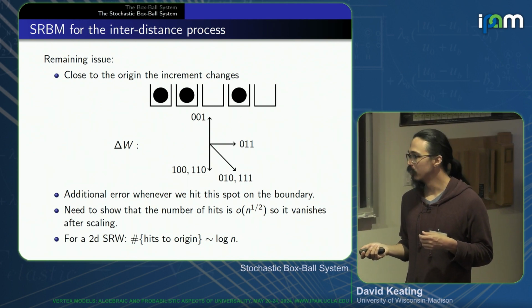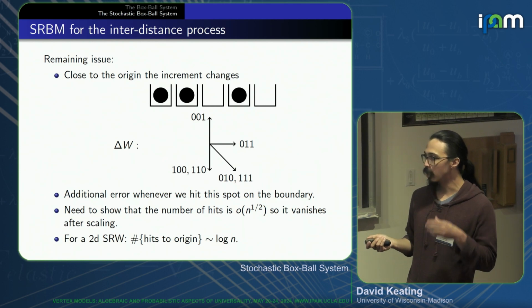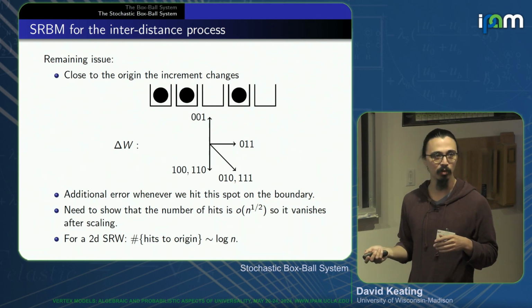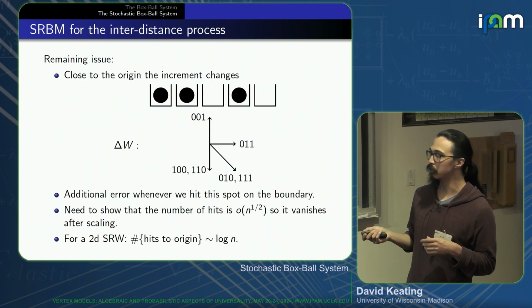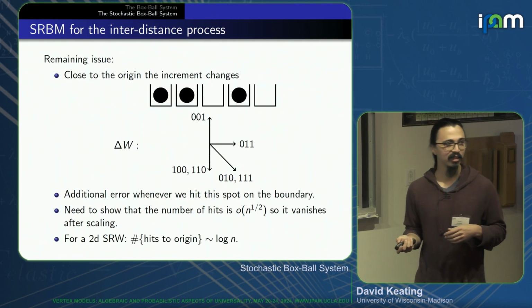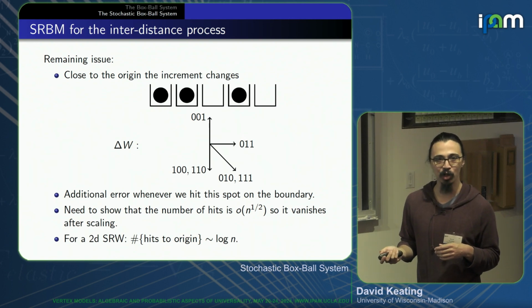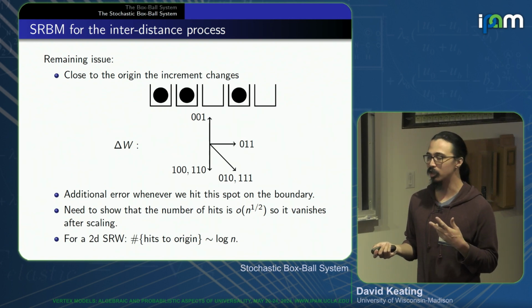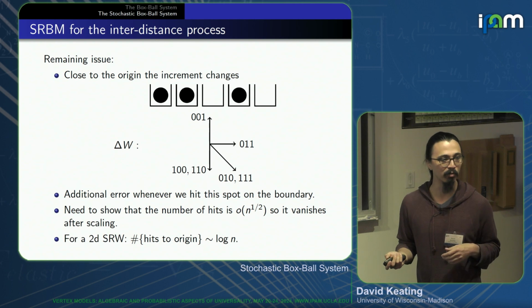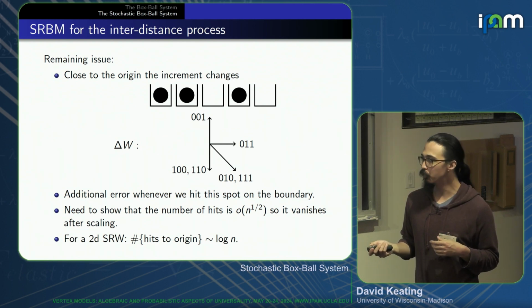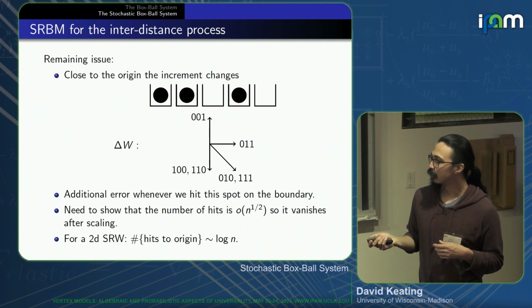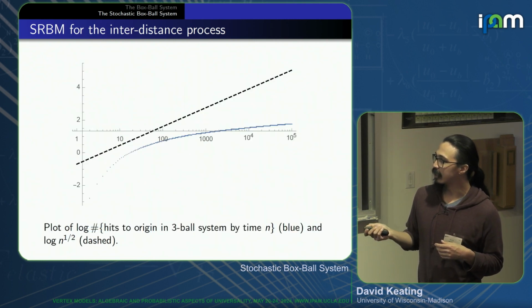So for a 2D symmetric random walk, the number of times you hit the origin is log n. It's very small. And this seems to be true for our system as well, but it's been difficult to actually show this because it's hard to couple with a symmetric random walk because of this remnant soliton behavior. So it should be true, and simulations indicate that it's true.